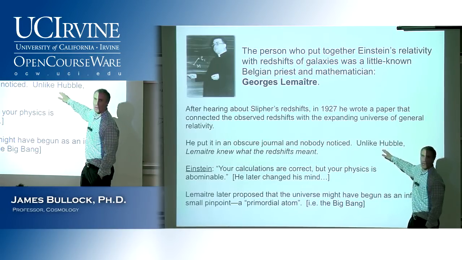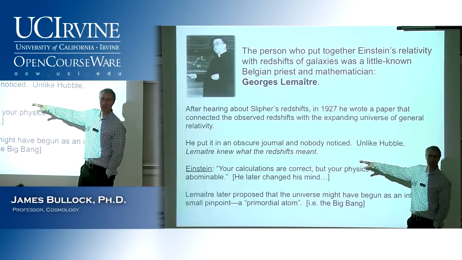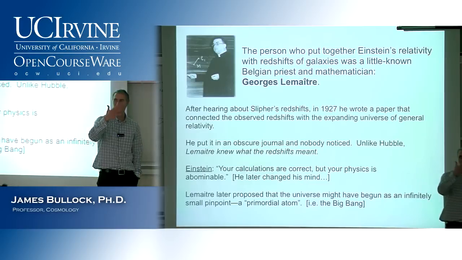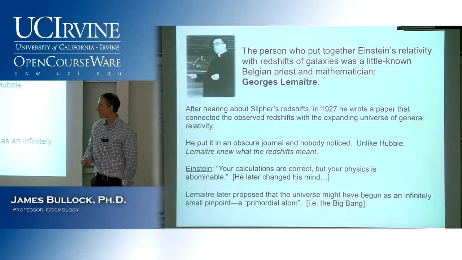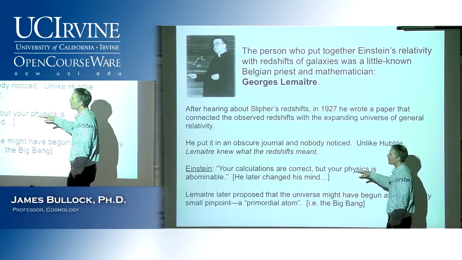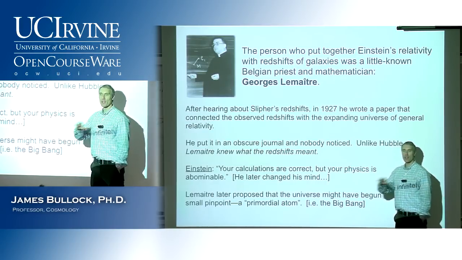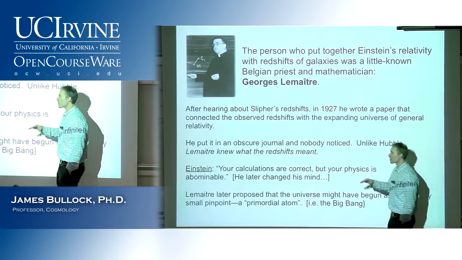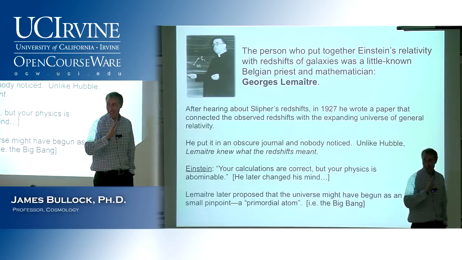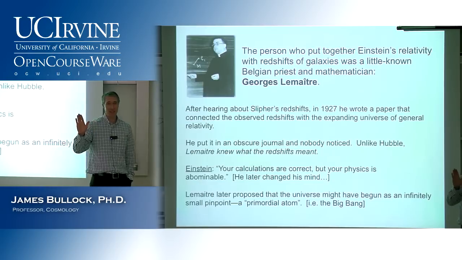But unlike Edwin Hubble, he actually knew what these redshifts meant. He was the first person, as far as we can understand, to interpret these redshifts in the context of an expanding universe. In fact, he told Einstein about it, and Einstein's quotation is, "Your calculations are correct," so he had nothing wrong with the mathematics, "but your physics is abominable." So Einstein thought, like, this is just crazy. Like, there's no way that the universe is expanding like this.